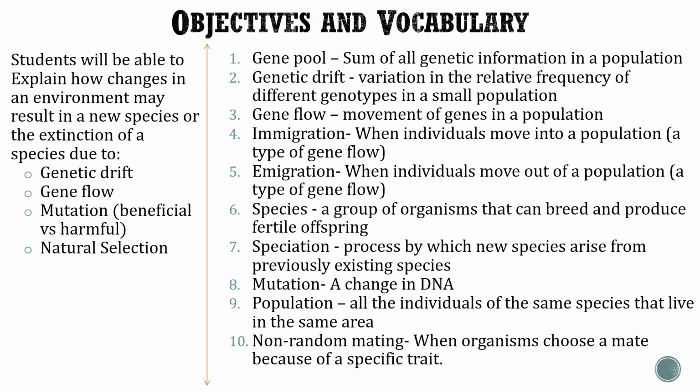For the objectives, you'll be able to explain how genetic drift, gene flow, mutations, and natural selection cause species to either go extinct or become new species. It's going to cause some type of evolution to occur. And then there are your 10 vocab words. Remember that they go with last week's words too, because we're probably going to have a test on both of them.